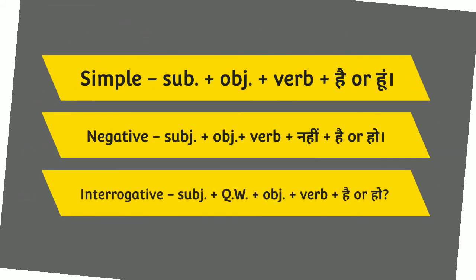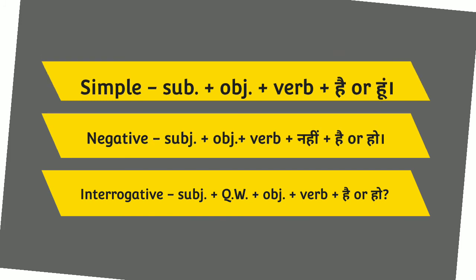I hope it will be easy for you to make Hindi sentences with their structures. So they are, for a simple sentence, subject plus object plus verb plus है और हूँ. Negative sentence, subject plus object plus verb plus नहीं plus है और हो. Interrogative sentence, subject plus question word plus object plus verb plus है और हो, and then question mark.